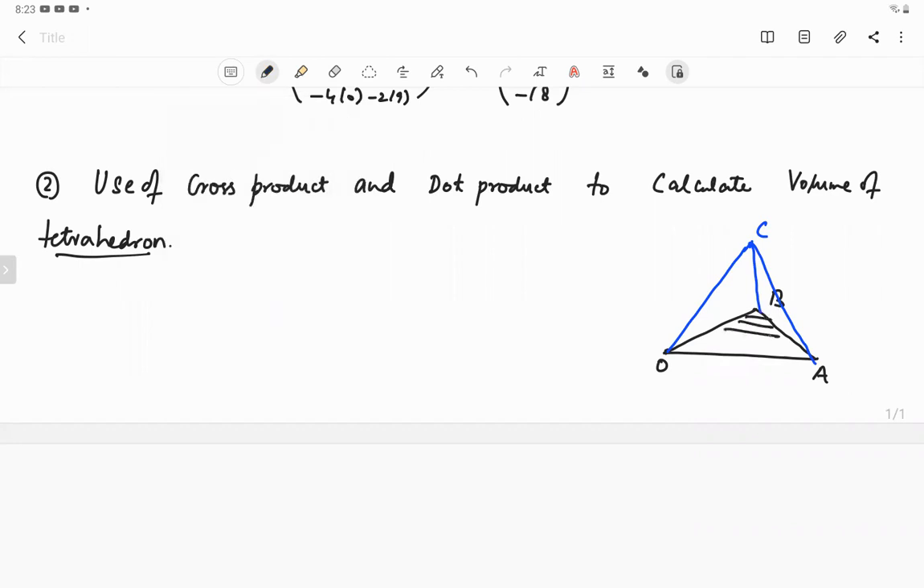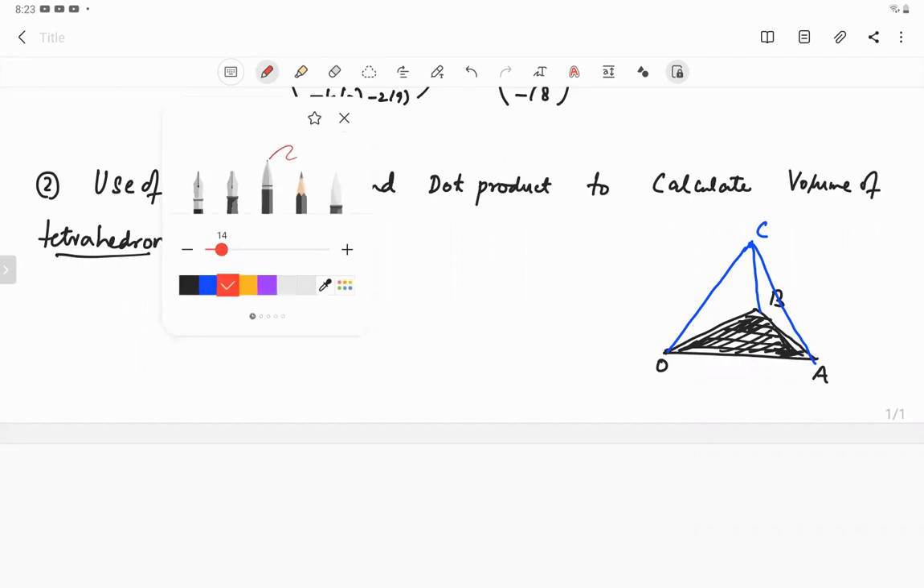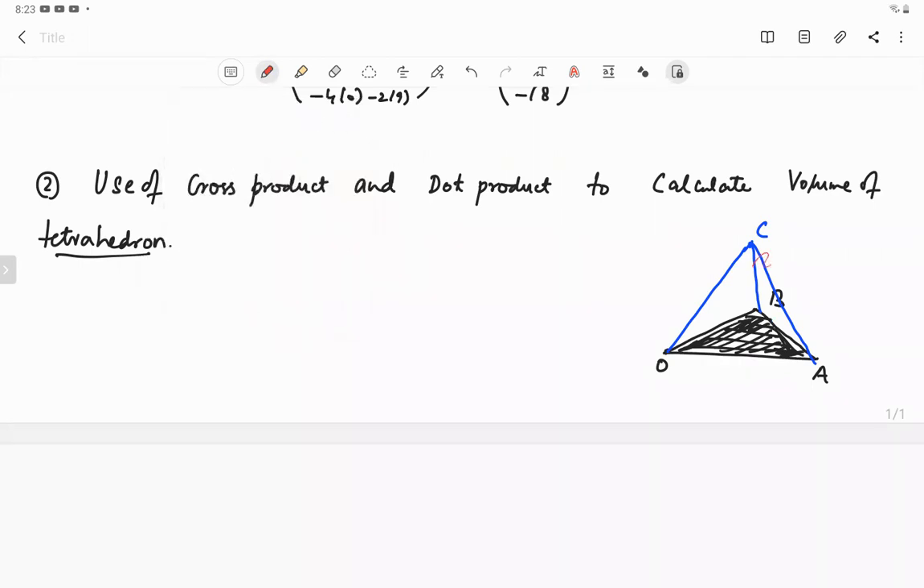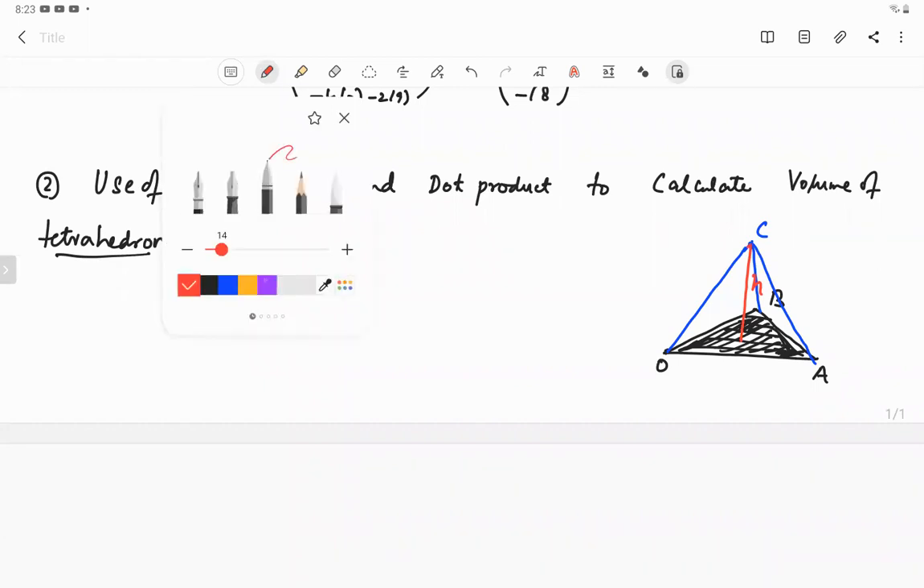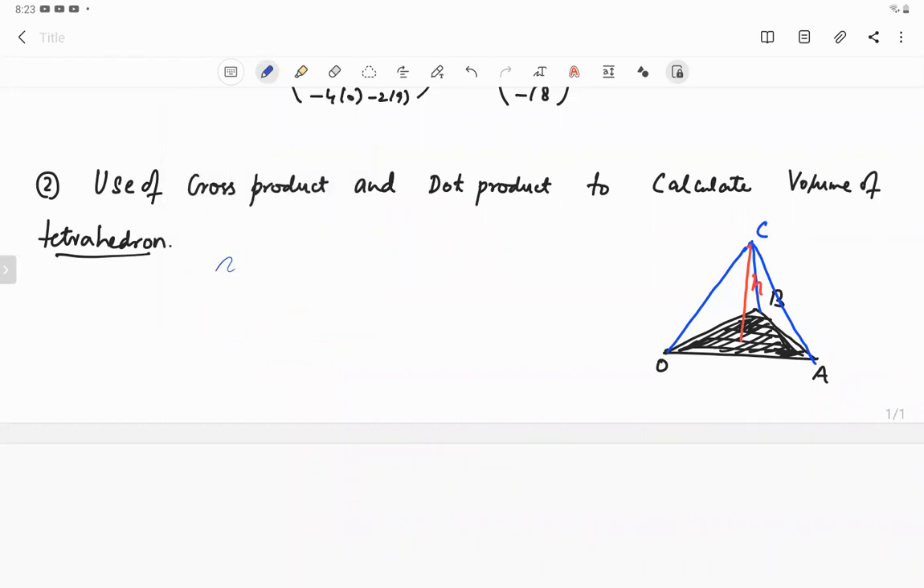With OAB lying on the base. This dark region is the base of this pyramid, okay? And the height of the C above the plane containing O, A, and B is given by H, okay? Now you know from your O-level knowledge that volume of such kind of pyramids was given by volume is equal to 1 by 3 base area into height. Base area into height. We used to do it like this, okay?